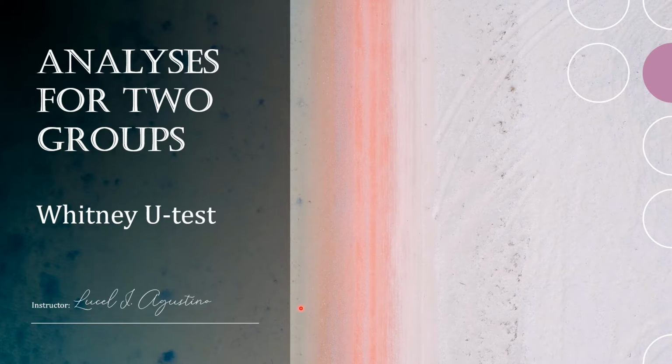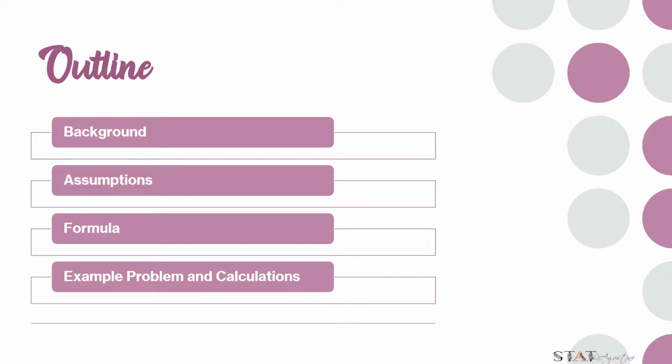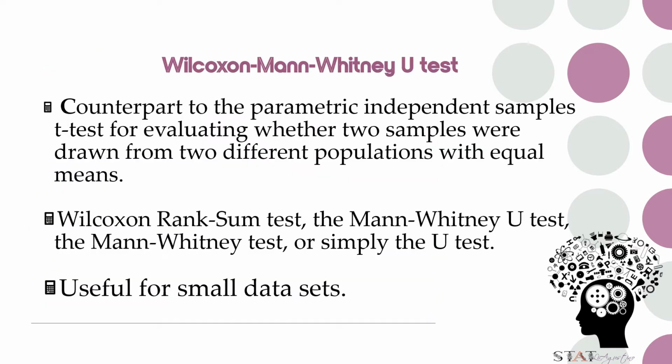Our topic is about the analysis for two groups, specifically the Mann-Whitney U test. To guide you with our lesson, our focus topic is our outline. We will discuss the background of the Mann-Whitney U test, then the assumptions and the formula. And for you to understand better, we will have an example problem and calculations following the hypothesis testing steps.